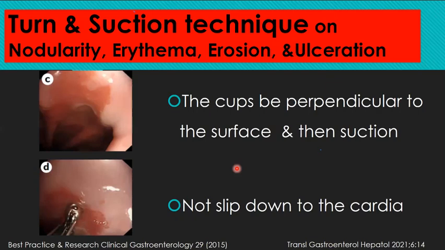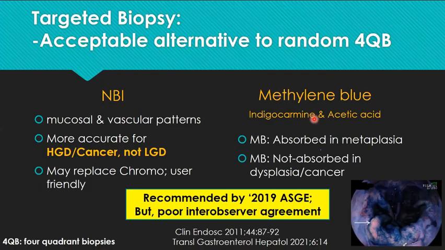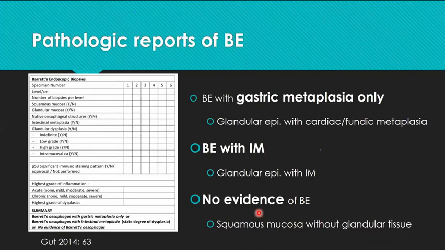Yeah, NBI, narrow band imaging, again, is helpful, but there is a lot of poor inter-observer agreement. This is the responsibility of pathologists. After we do a lot of biopsies, the pathologist must follow us and finish all kinds of things.